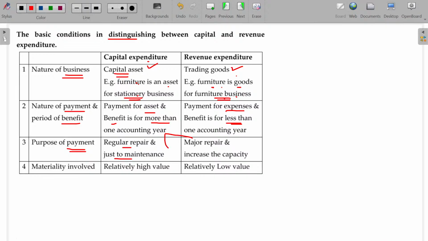Okay, this will come here. Sorry, you can change this. Major repair and increase in capacity, then it will come here. Okay, make it change. Regular expenses will be your revenue expenditure. Major expenses, if you do, that will be considered as capital expenditure. Clear? And materiality involved. Usually capital expenditure will be high value, and in case of revenue expenditure, low value. Hope now you'll be able to understand capital and revenue expenditure in detail. Clear?